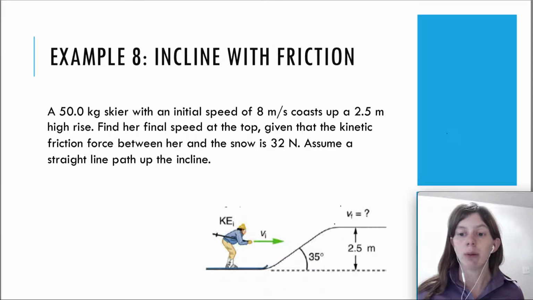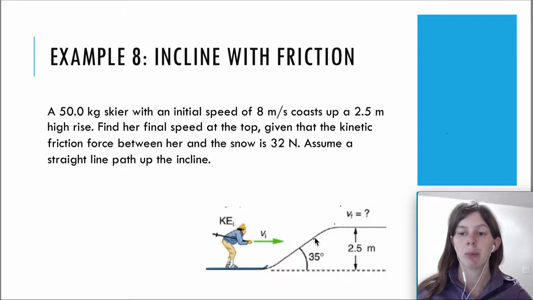Example: incline with friction. A 50 kilogram skier with initial speed of 8 meters per second is coasting up a 2.5 meter high rise. That's actually the height of the incline. It's not the length of the incline. Find her final speed at the top, given that the kinetic friction force between her and the snow is 32 newtons. As she goes up this incline, there's 32 newtons of friction force.